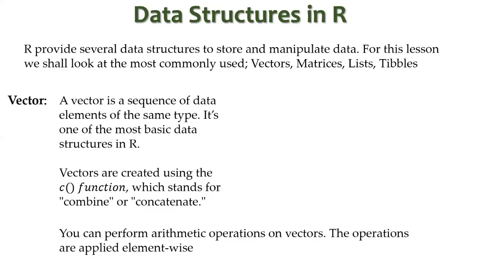The first one that we are looking at is a vector. A vector is a sequence of data elements of the same type. It's one of the most basic data structures in R. Vectors are created using the c function, which stands for combine or concatenate. So this is where the c comes from. You saw previously in a factor data type that I had factor, and then inside I had c.